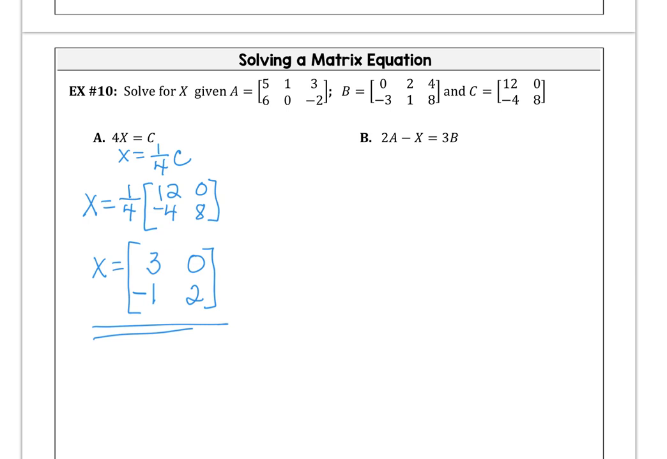In part B, a little more complicated, if we isolate x, x is 2A minus 3B. So let's solve that. 2A minus 3B.